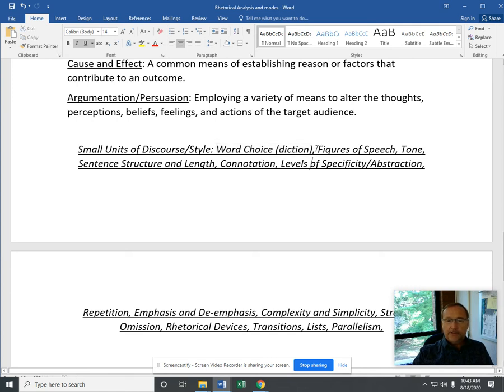Smaller units of discourse involve figures of speech, and in this case, we're talking about, again, metaphors and similes and personification and hyperbole, and all kinds of different things that are other than literal. Okay, so figures of speech are anything that is not literal, and keep in mind that literal means the words mean exactly what they say.